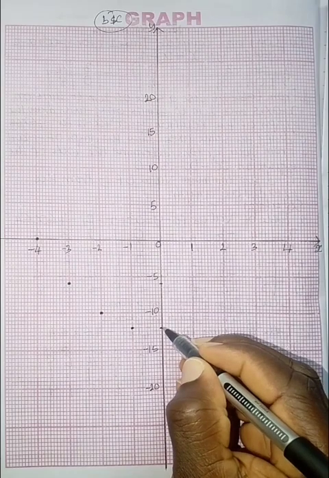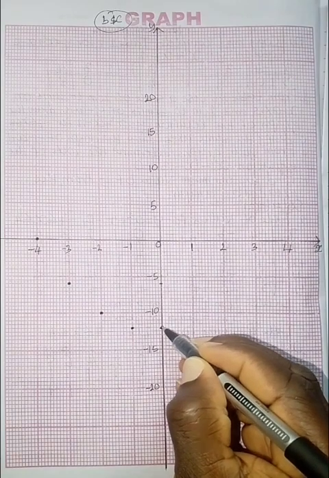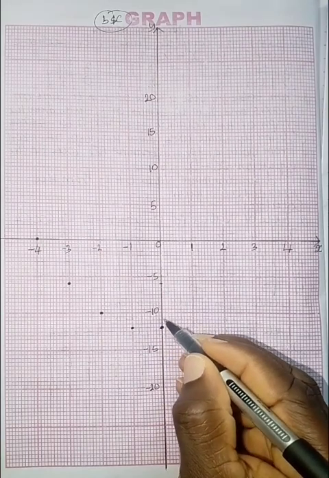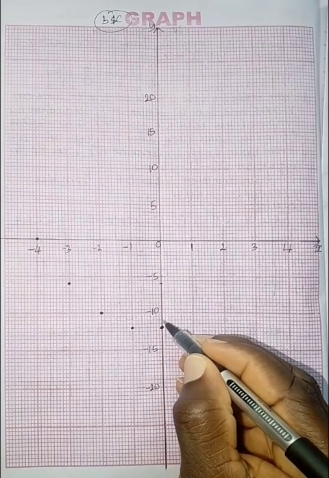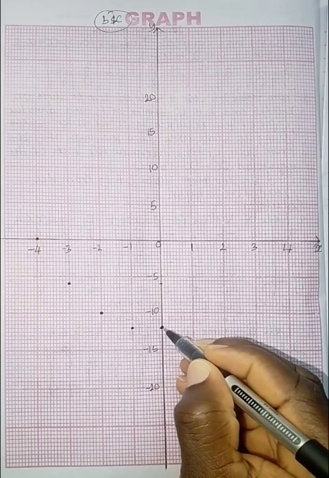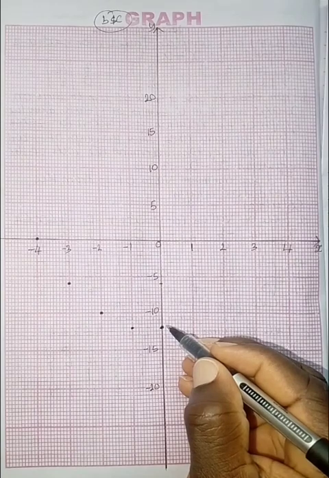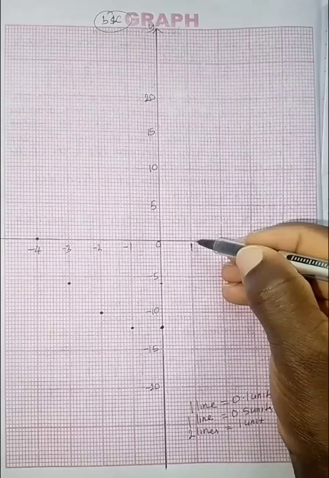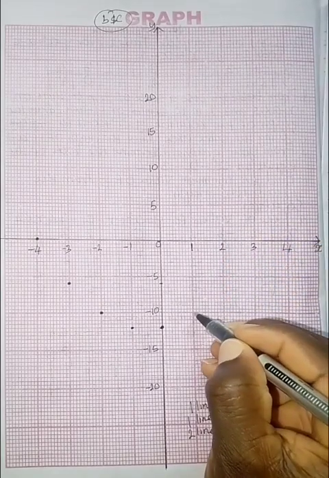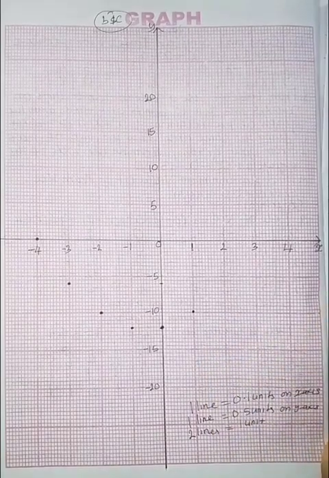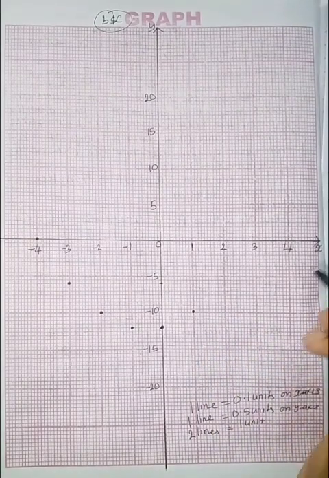You plot that on the y-axis. This is minus 10. 1, 2, minus 11. 1, 2, minus 12. We proceed. When s is 1, y is minus 10. We are coming here against minus 10. That is somewhere here. When s is 2, y is minus 6.